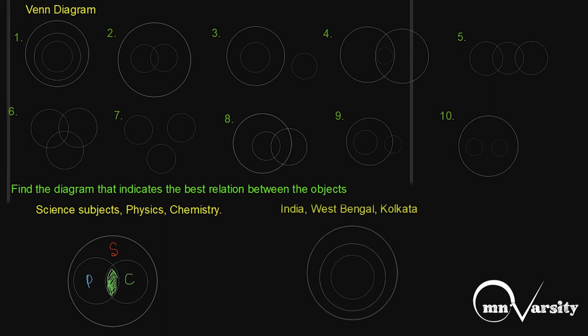In the next question we have India, West Bengal and Kolkata. We know that Kolkata is inside West Bengal and West Bengal is inside India. So we can represent it by keeping Kolkata in the circle inside West Bengal, which will be inside India.